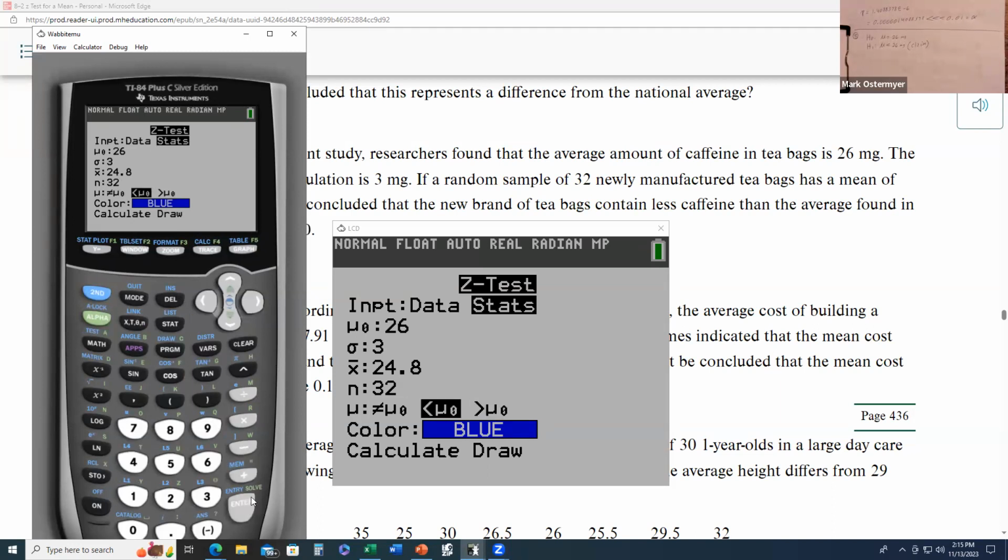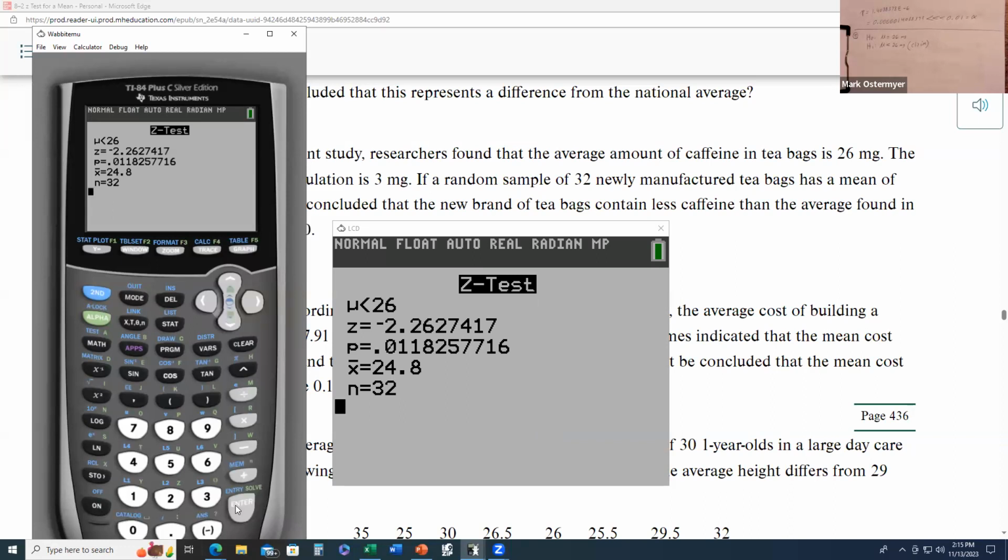So that's how you would have to populate your z-test fields. And let's go down and calculate it. All right. Is that a small or large p-value? Notice your test statistic is negative 2.2627417. You would find it out by using your formula if you wanted to. Is that a very small or large p-value?